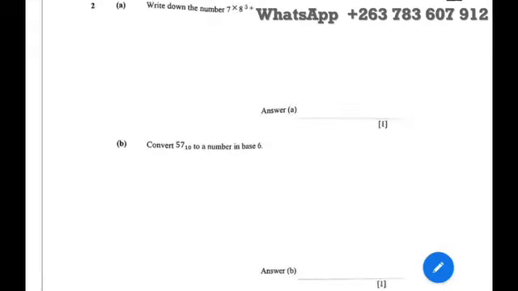Then we go to number 2. So number 2 here was about number bases which are grouped according to powers. Right, let me just do this so that you can see.